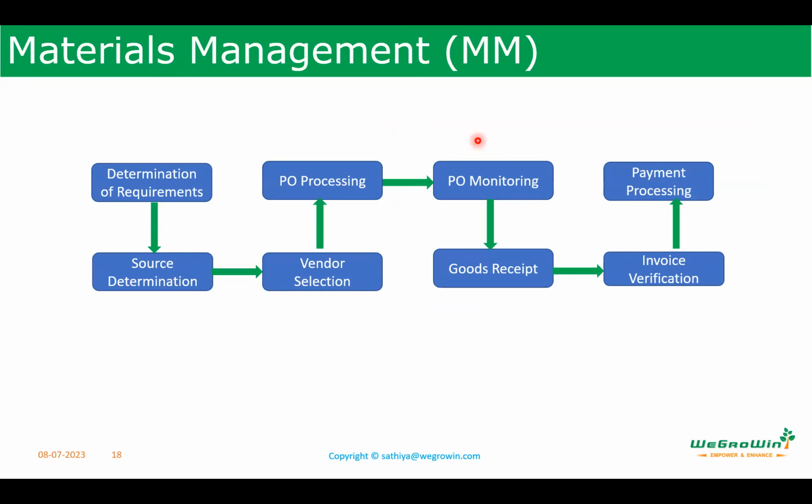Okay, now let us see the basic modules and what the processes are. For example, MM, materials management, starts with the determination of requirements. It may be a requirement coming from MRP to purchase a material, or it may be a manual purchase requisition coming from the users. And then source determination, which source we are going to get it from. And then selecting the vendor, and then processing the purchase order. And then monitor the purchase order, do the goods receipt, carry out the invoice verification, and the payment process. So these are the overall process flow for materials management.